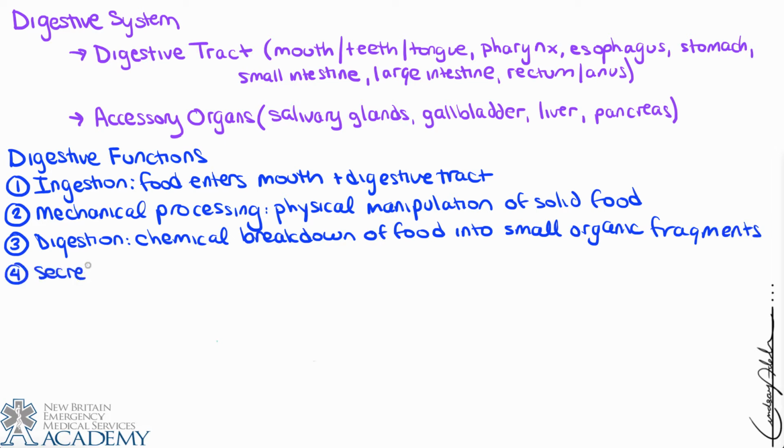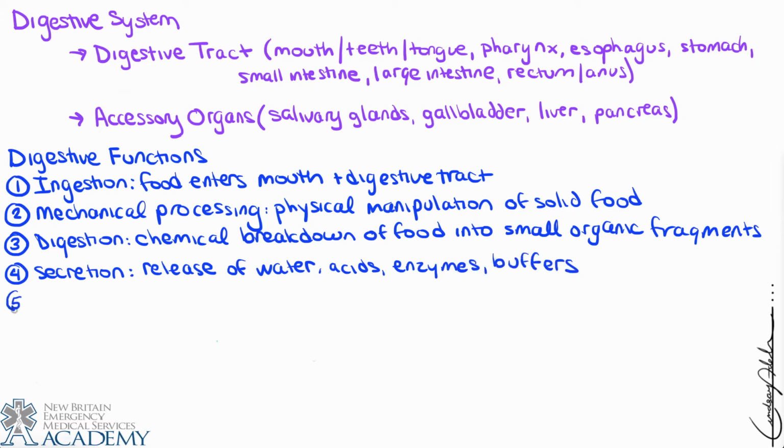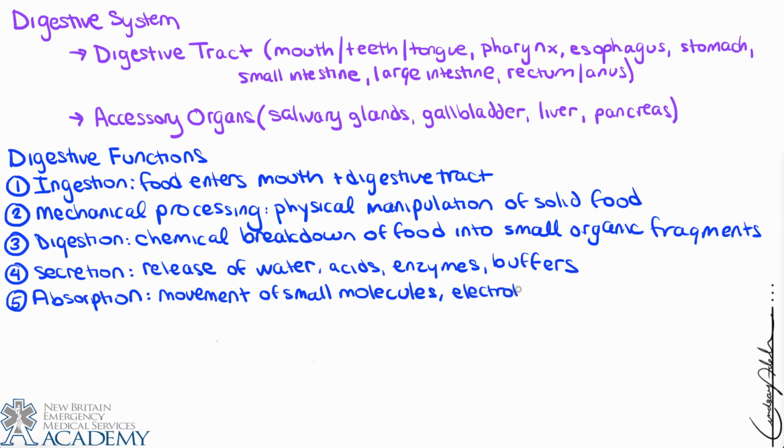It's important to distinguish digestion from mechanical processing because there are in fact chemical reactions occurring in order to make change to the actual chemicals that are present in the digestive system. 4 is secretion, which is release of water, acids, enzymes, and buffers, and a lot of those are going to come from the accessory organs. 5, absorption, movement of small molecules, electrolytes, vitamins, and water across the digestive lining. This mostly happens in the small intestine.